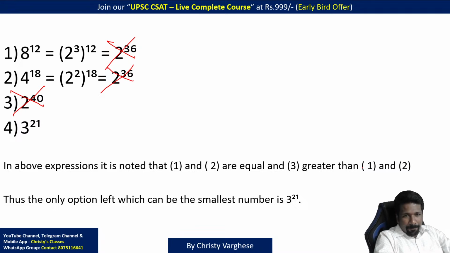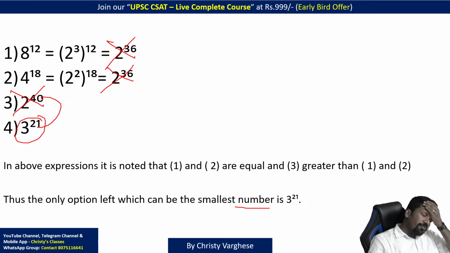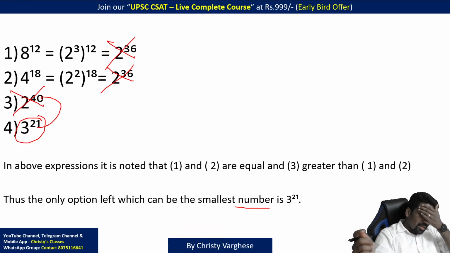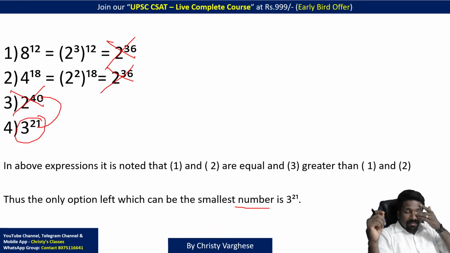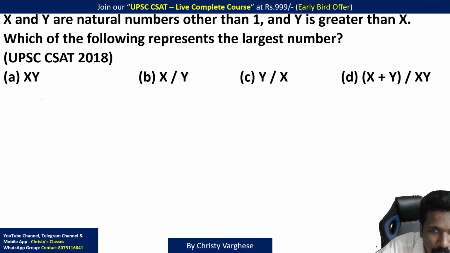We didn't even compare the values of 3 raised to 21 and 2 raised to 40, which is bigger, because that comparison is time consuming. Base is also different, power is also different. If base is same or power is same, comparison is easy. But if both are different, it is difficult to compare. It is possible, but time consuming. That is why you should not depend upon the direct method of solving.